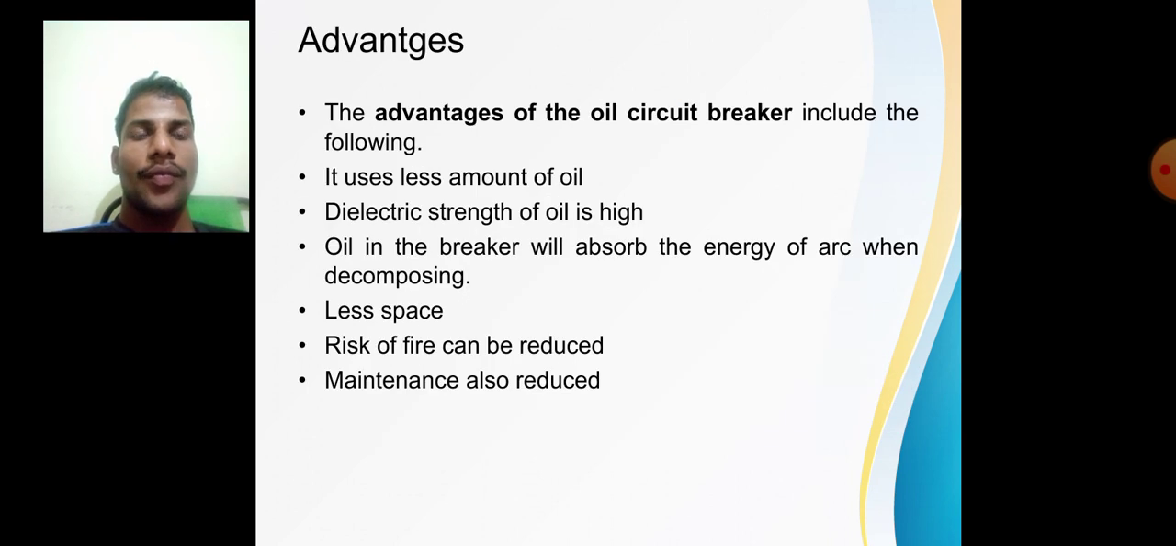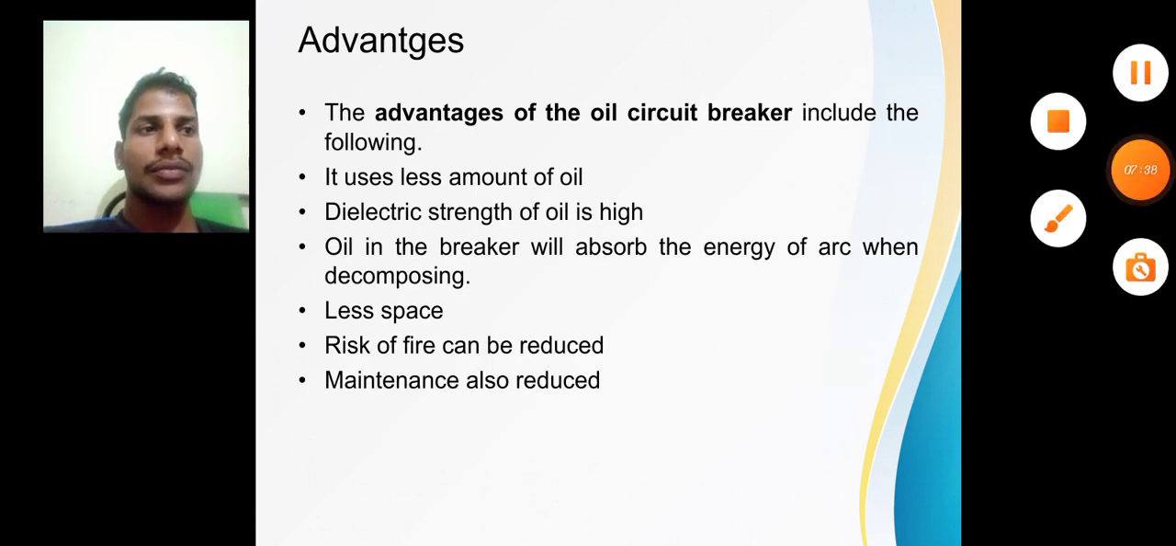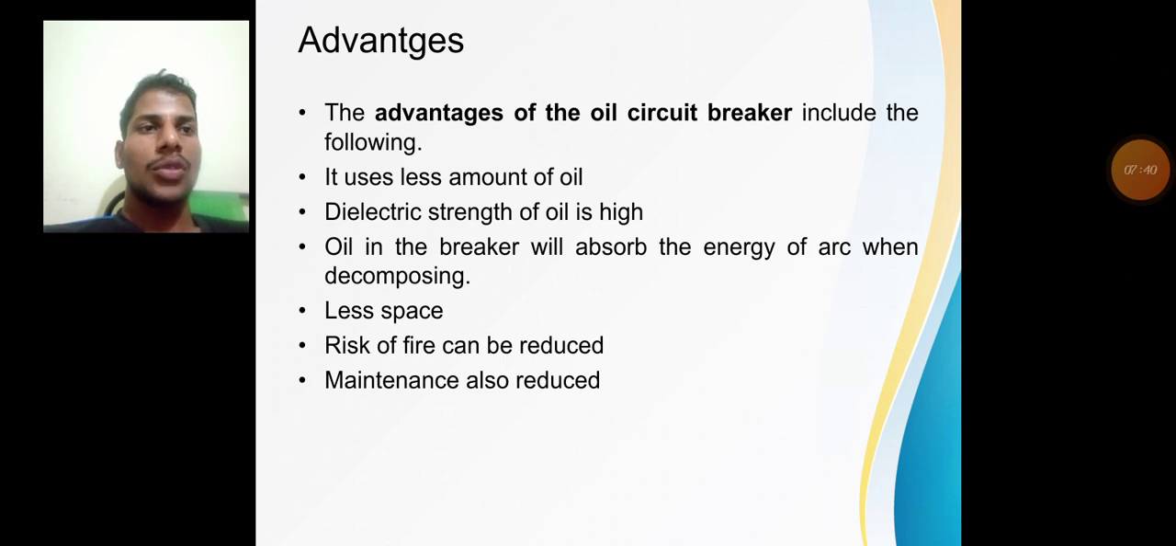And coming to the advantages of the oil circuit breaker, the following. It uses a small amount of oil and has high dielectric strength. The oil in the breaker will absorb the energy of the arc during decomposition, and it requires less space. The risk of fire can be reduced, maintenance is also less, and the maintenance cost is also less. And these are the advantages of oil circuit breakers.